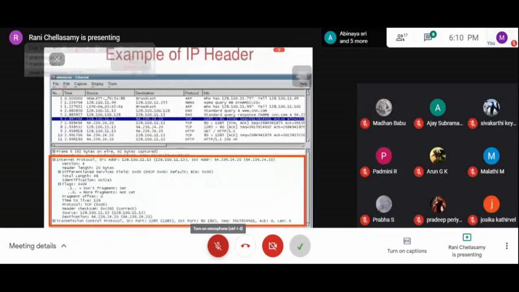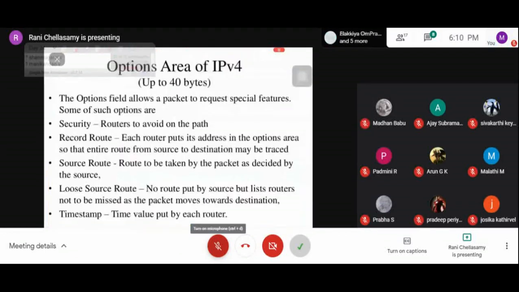So the options area goes up to 40 bytes. There are so many options. The options may be used for security purposes, or for record route, source route, loose source route, and timestamp. All these are the options which can be used in the IP header format.